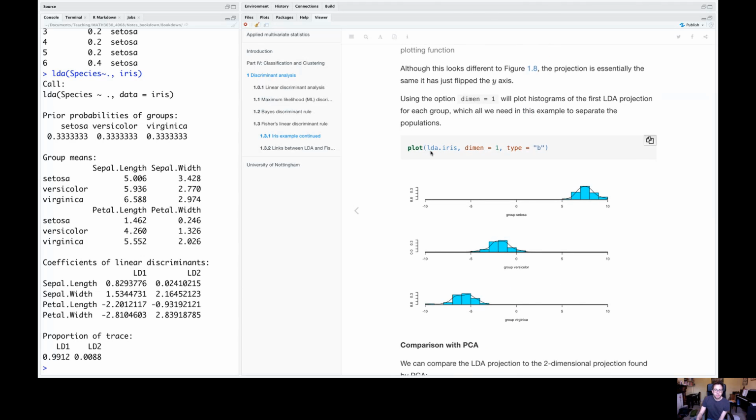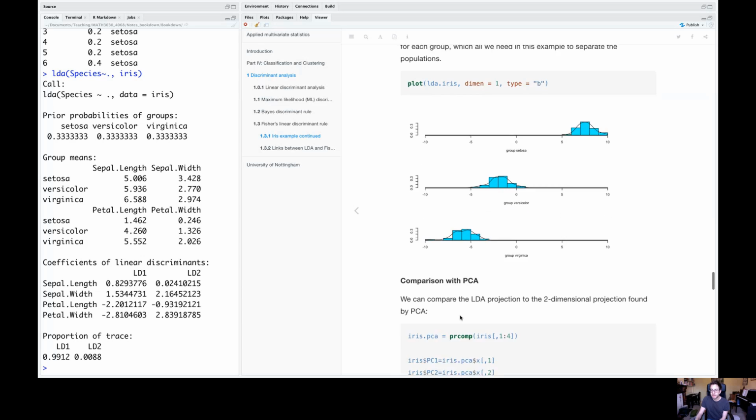Now, if we do this plot command with dimension equals 1, and remember it's only the first LDA coordinate that's doing all the work here, we get the projection in 1 dimension, and it's given us histograms for each one. So you can see if we project on the first linear discriminant coordinate, we get setosas really clearly separated. Versicolor and virginica are also separated, but there is some small overlap between them.